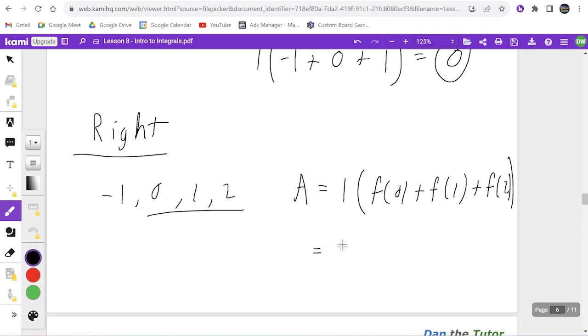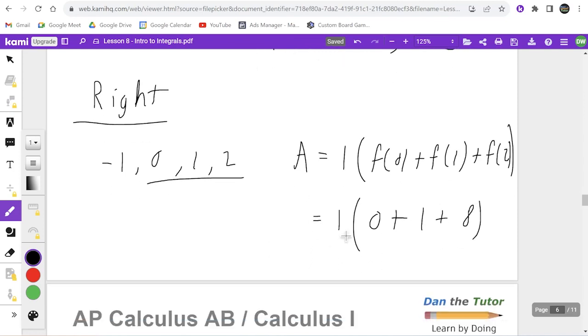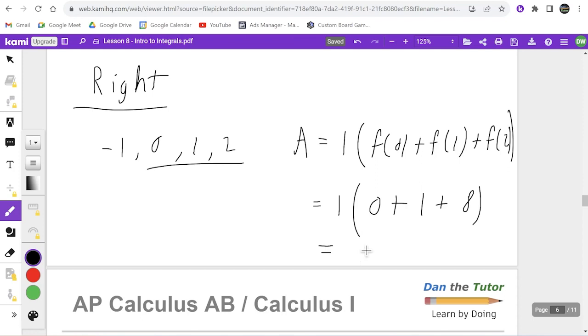And if you think about it, almost all the numbers are going to be the same. f of 0 we already did, it was 0. f of 1 we already did, it was 1. And that means f of 2 is the only one we have to figure out. It's just going to be 2 cubed, which is 8. So then you plug this in a calculator and you'll get a final answer of 9. And so there we go.